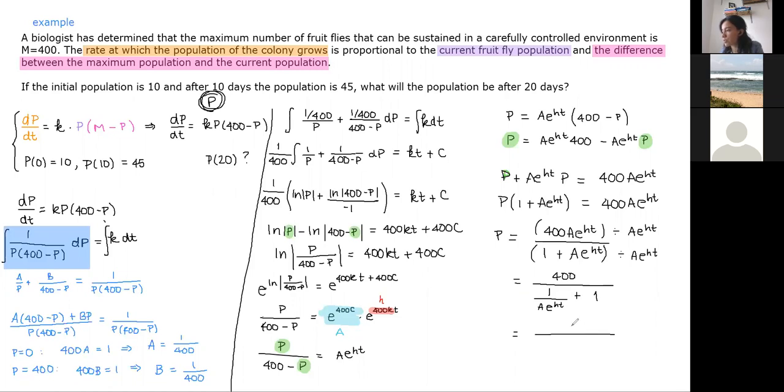So this will actually just be 400 over 1 plus, and I can write 1 over a over here as some other constant, which I have called b for the sake of it. So this is b times e to the minus h times t. Why minus? Well, because this is at the denominator of the small fraction, which means that it has to have a negative exponent. Hands up if you understand this.